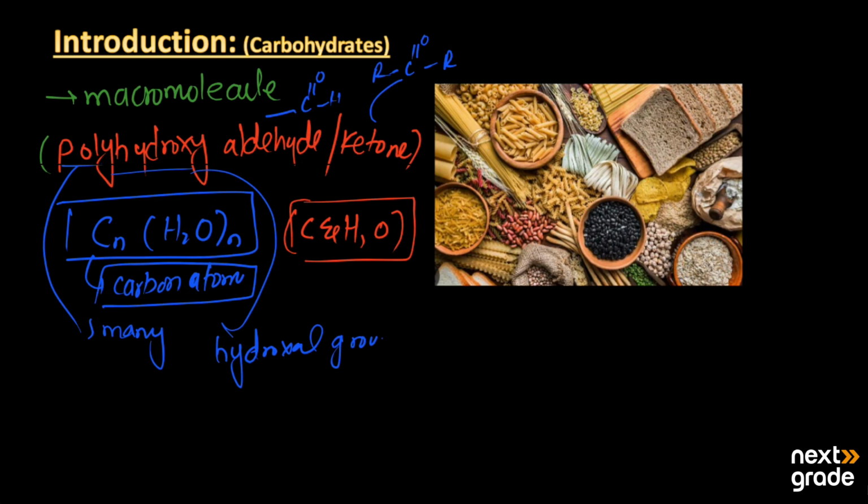So this is the simple overview about the carbohydrates. In this picture, you can see that we have the pulses, different pastas, bread, grams, and maize. All these are the sources of the carbohydrates. We can gain the carbohydrates from all these substances. So this is the simple carbohydrate.